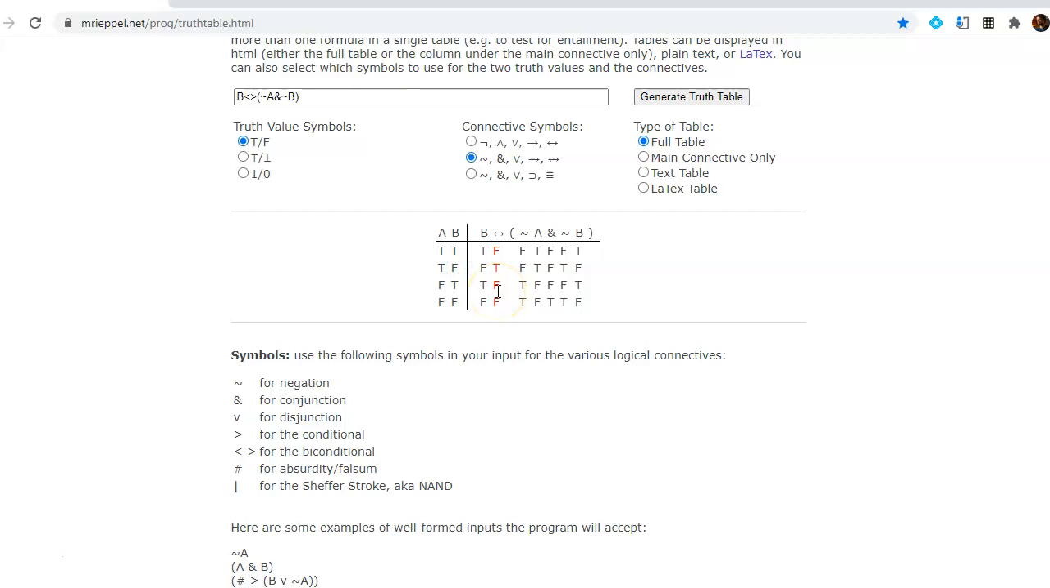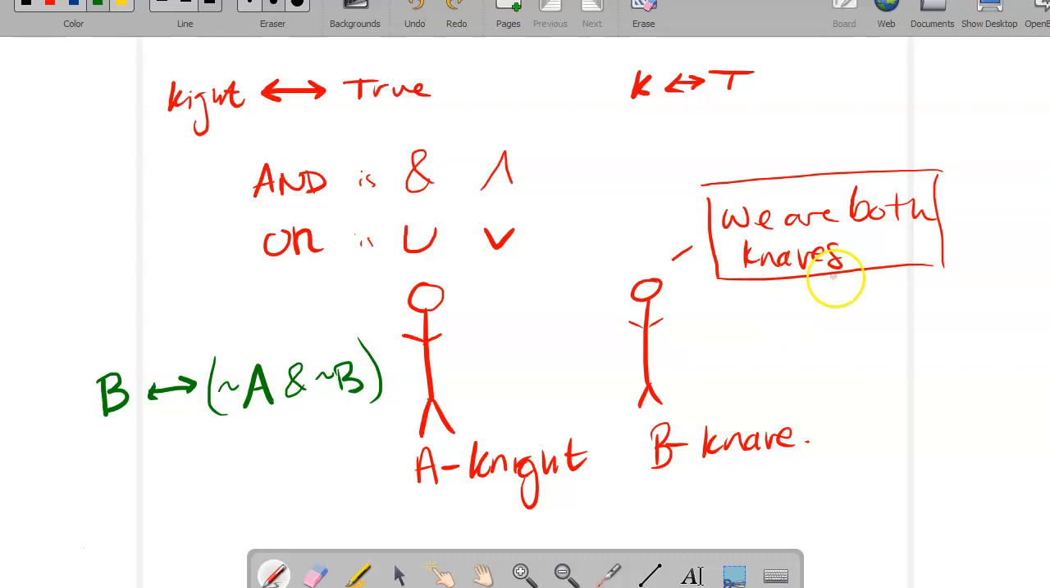But notice here it does use that vacuous sense of true. True here just means B was a knave and he lied. That was expected. It was consistent. So it's not that B said a true thing, right? Because remember what B said. B said we are both knaves. He lied, but he is a knave.